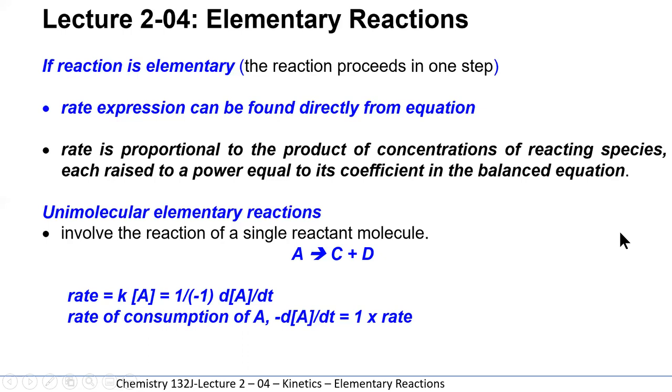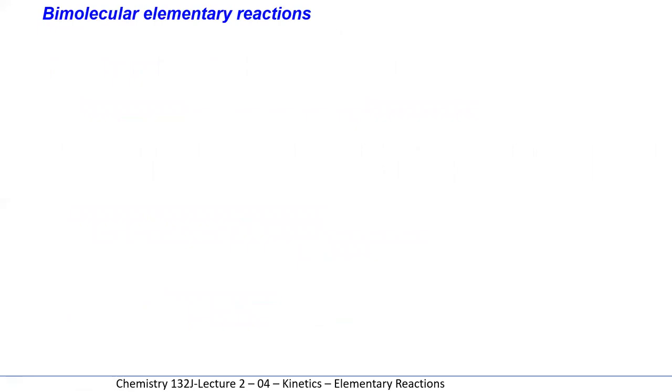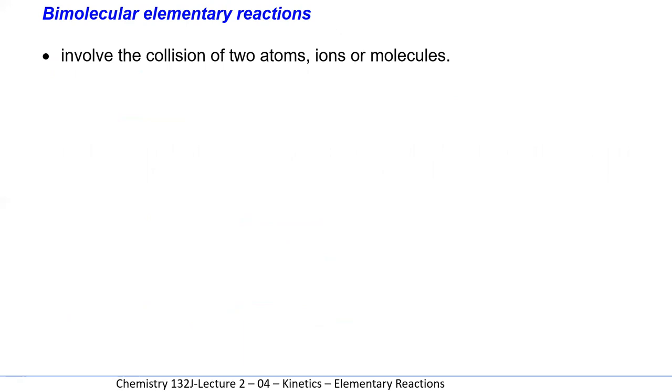Now, a bimolecular reaction involves two things colliding. So there's still a fair probability that two particles can collide. They can be two atoms, two ions, two molecules, or any combination thereof. So in this case, two particles of A have to collide with sufficient energy at the right angle to produce the products C and D. So this could be two hydrogen chloride molecules colliding and producing hydrogen molecules and chlorine molecules.